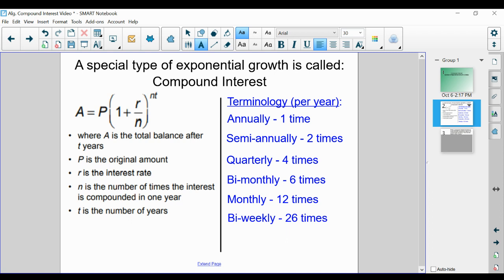Bi-weekly means every 2 weeks, so it's going to be 26 times in 1 year. And lastly, weekly is 52 times per year. These are important terminologies that we're going to have to be aware of, because they're going to change and alter our amount of money once we start to talk about compound interest and compound growth. Please make sure we have these down, and when you're ready, let's talk about an example that's on your guided notes.